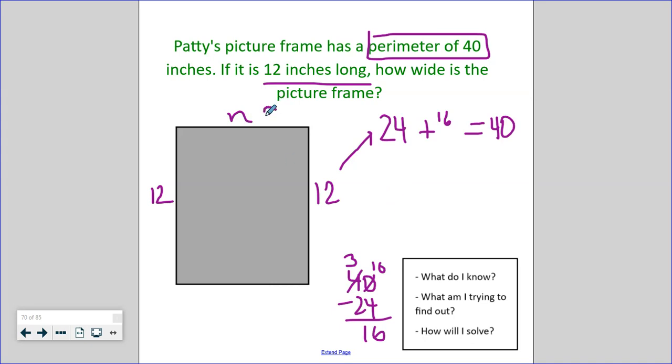8 is correct. Now let's check our answer. 12 plus 12 is 24. 8 plus 8 is 16. Does 24 plus 16 equal 40? Yes, it does. All right, good work.